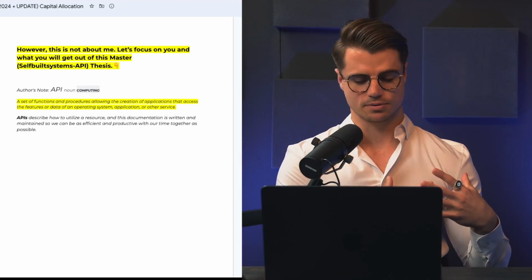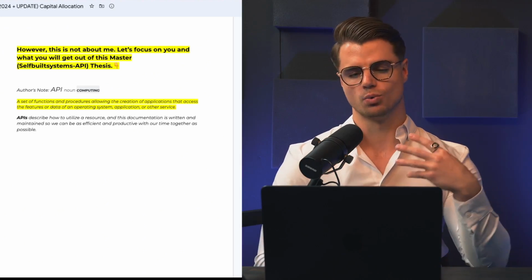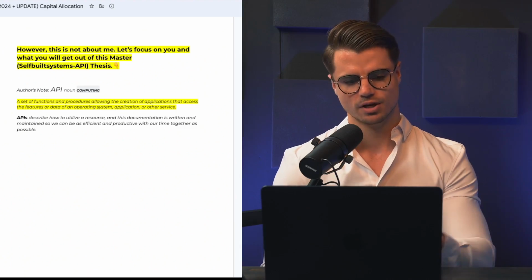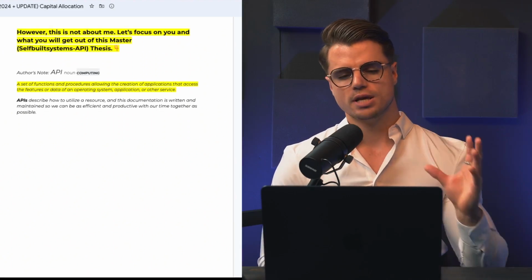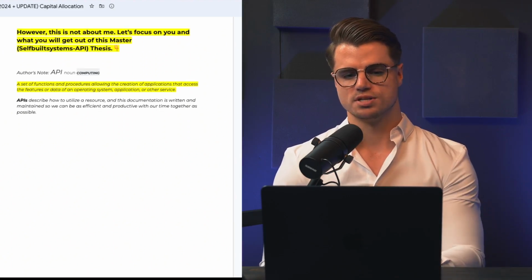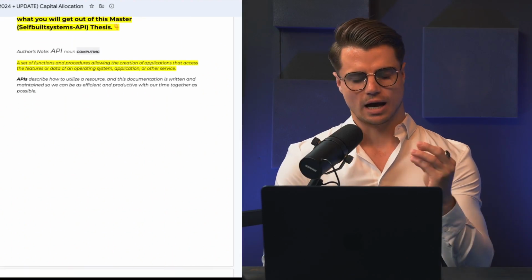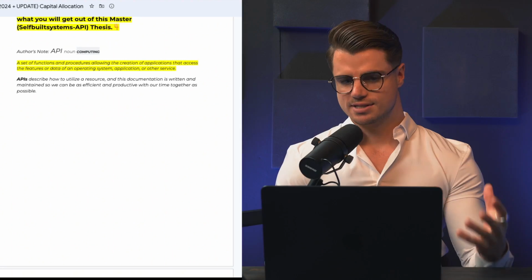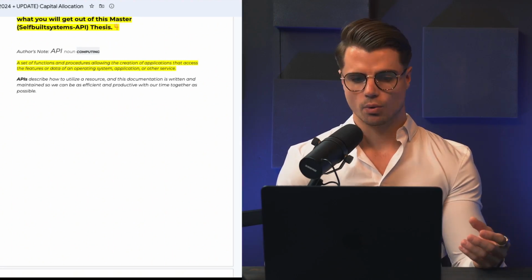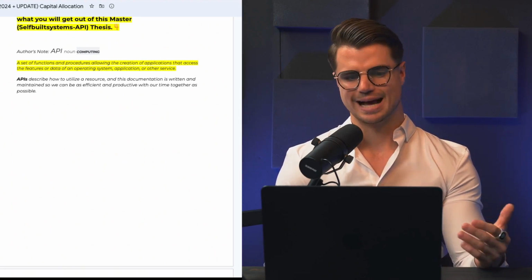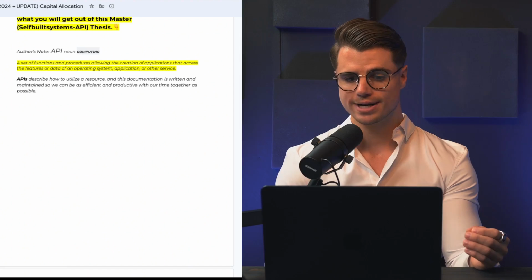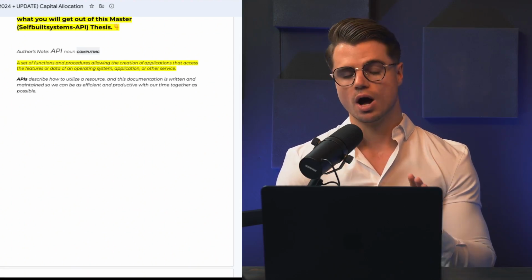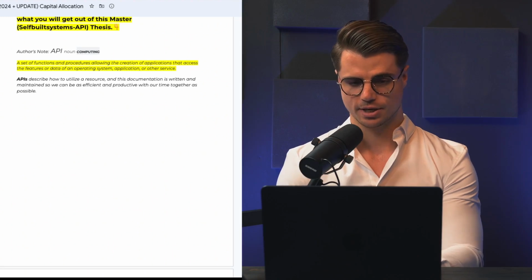However, it is about getting us to understand how we can actually take all this stuff and apply it from a physical perspective. Now, for the Selfbuilt Systems API thesis, what is very important is that I start with what an API is. It's a set of functions and procedures allowing the creation of an application that accesses the features or data of an operating system, application, or other service. That is what we're looking at here, right?